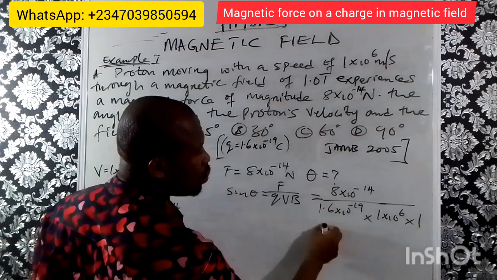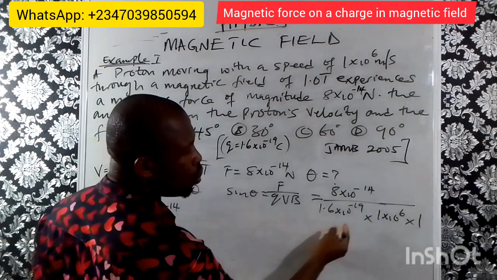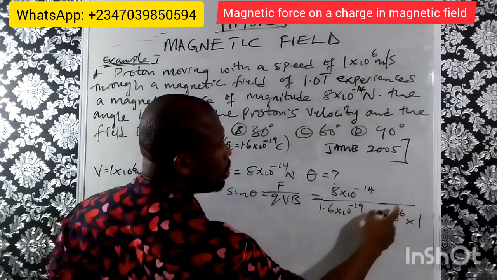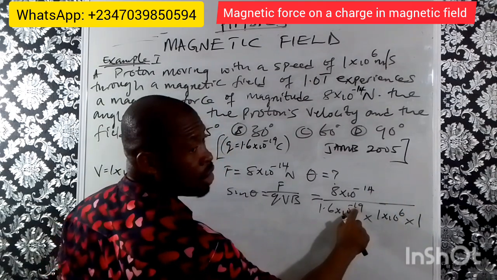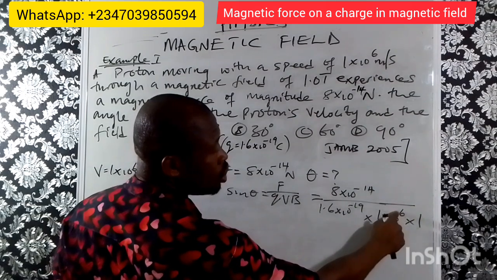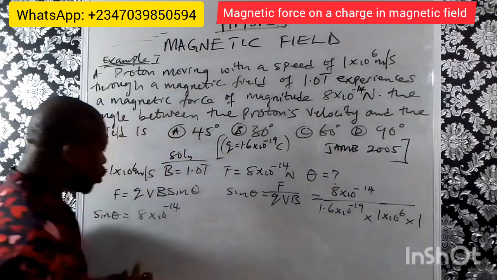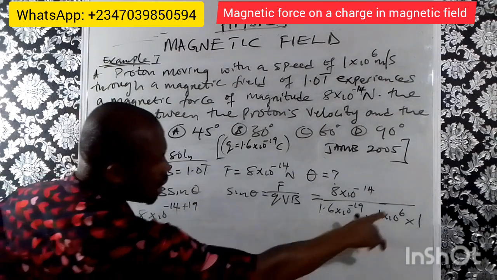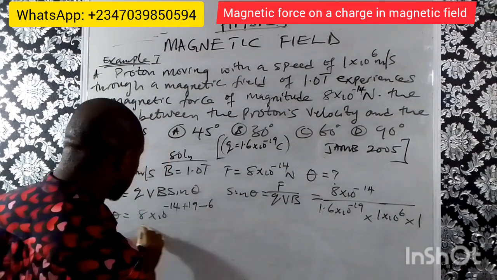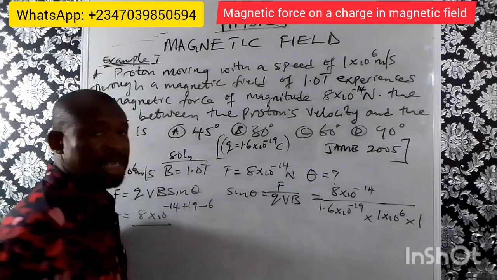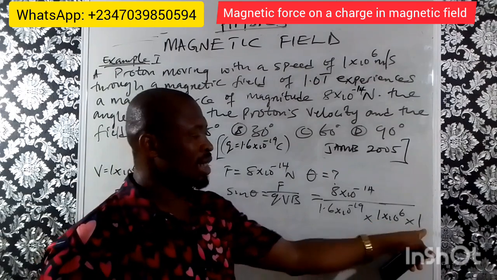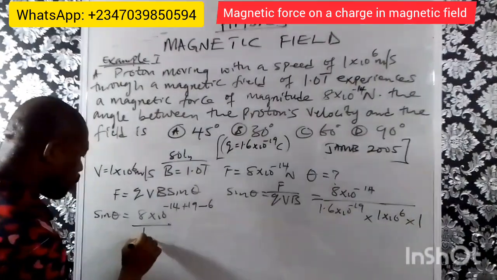Since we are dealing with this, all we need to do is send these index numbers up. This one is minus, if it goes up, plus. If this one goes up, minus. So we have plus 19 minus 6, all over the base, which is 1.6 times 1 times 1, which will still give us 1.6.